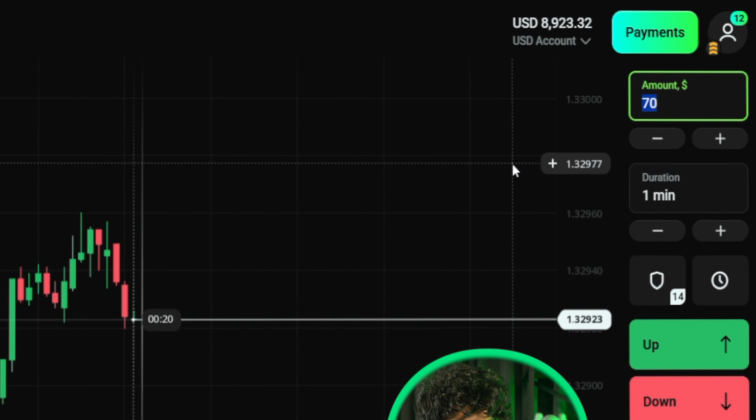Two trades, two wins, and this is where many people lose control and start increasing risk emotionally, and I don't do it. I keep watching the market, not my confidence. So let's start trade number 3.